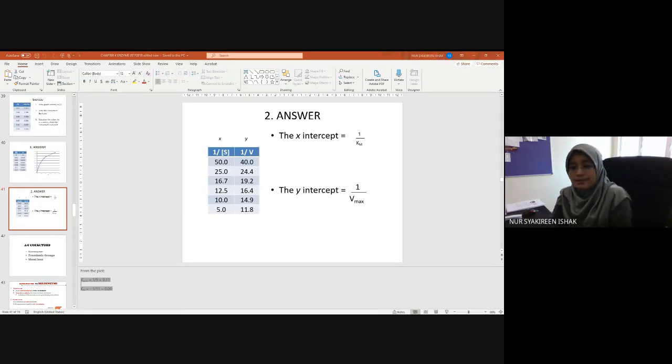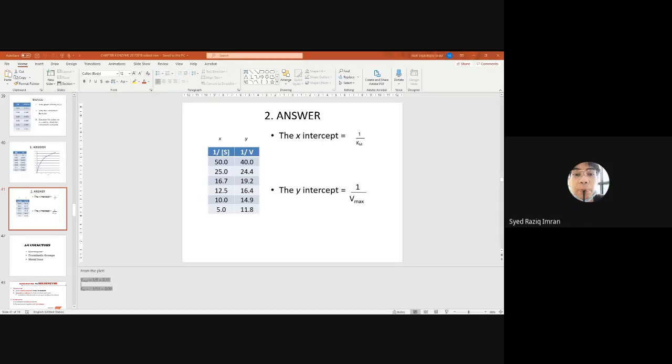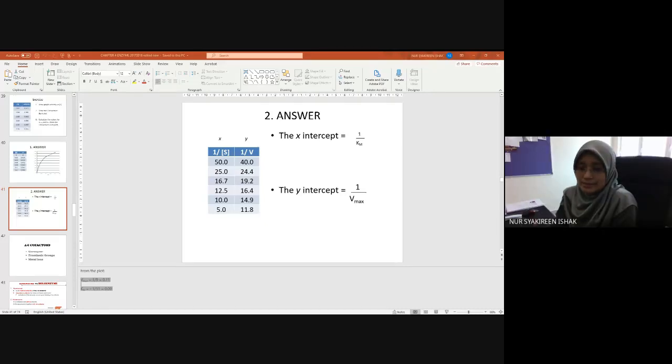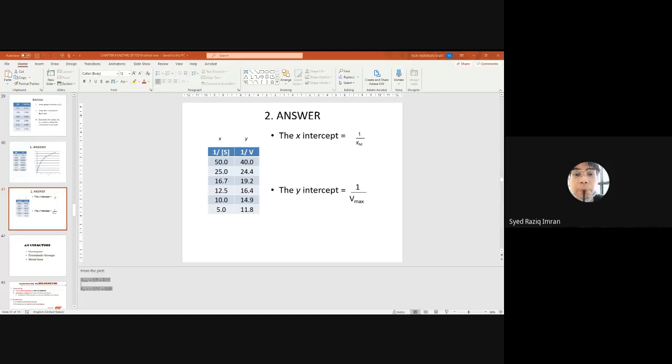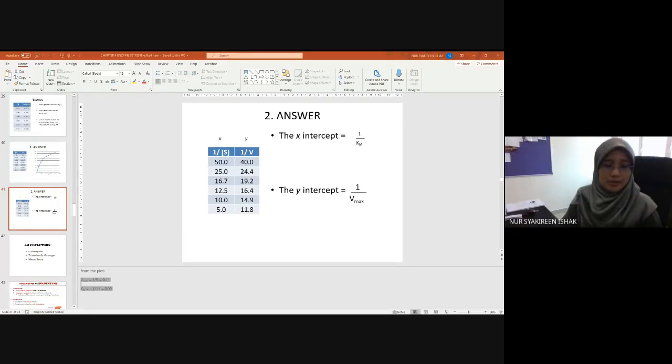Boleh? Faham? Faham, madam. So far ada soalan nak tanya? Alhamdulillah tak ada. Okay. So minggu depan kita akan masuk kepada subtopik yang seterusnya.